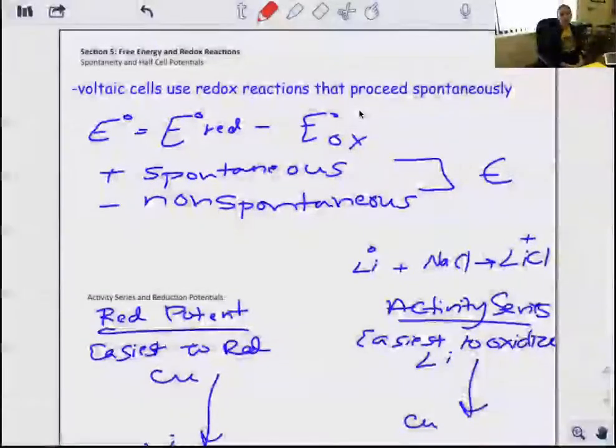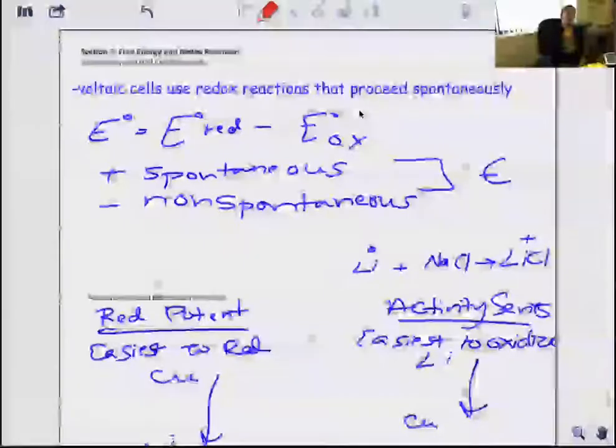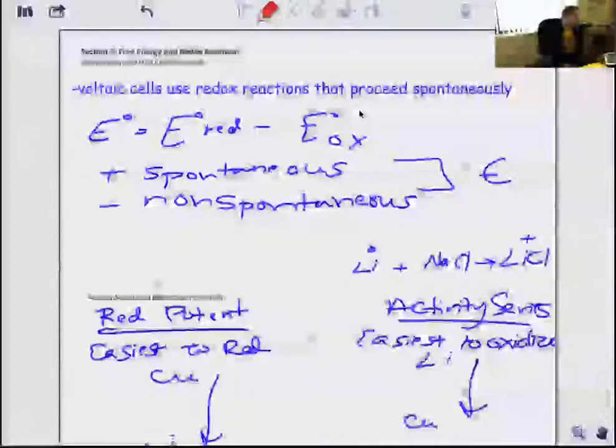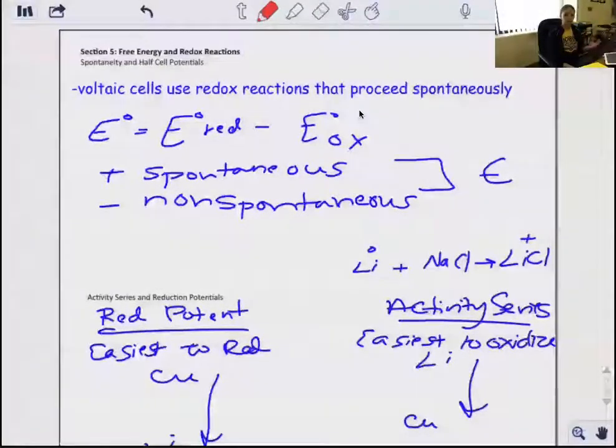Okay, we're going to look at the last few sections here for chapter 20. And the first one, section 5, is all about free energy and redox reactions and spontaneity. So we'll take cells, use redox reactions that proceed spontaneously. Remember that the E naught is your reduction minus your oxidized, your cathode minus your anode. If that turns out to be a positive E, that one is spontaneous. If it turns out to be a negative E, that one is going to be non-spontaneous. Okay?